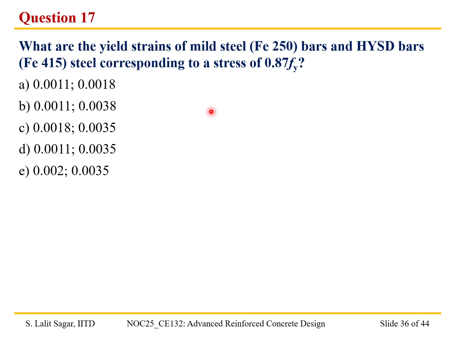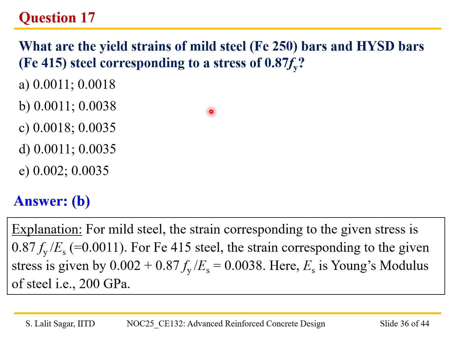Because of the shortage of time, we only have 10 minutes, so I'm going to rush through the remaining problems quickly. For the mild steel, the correct answer is option B. For the mild steel, you're going to just use this equation. We know that the strain is given by stress upon Young's modulus, that is 0.87 Fy divided by Es, that is 0.87 into 250 divided by 2 into 10 to the power 5, which gives us a value of 0.0011.